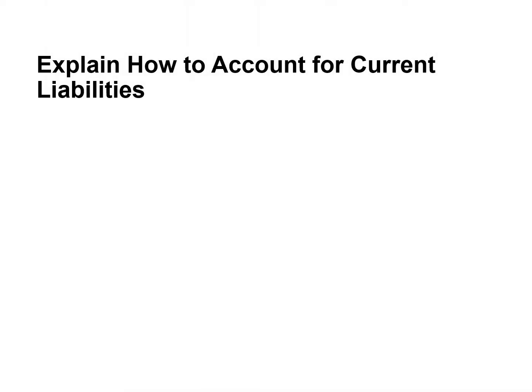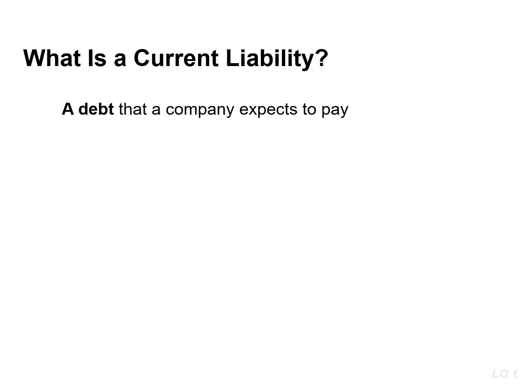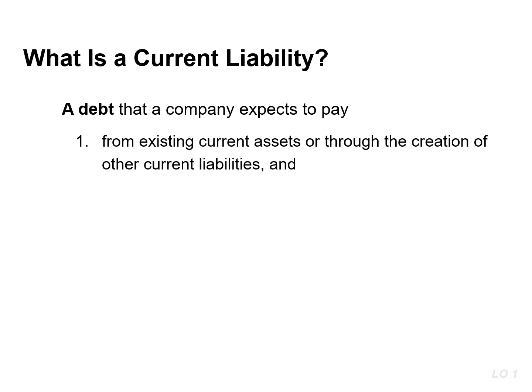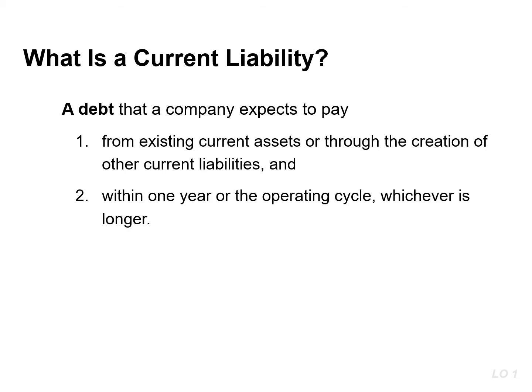This video will explain how to account for current liabilities. A current liability is a debt that a company reasonably expects to pay from existing current assets or through the creation of other current liabilities and within 1 year or the operating cycle, whichever is longer. Debts that do not meet both criteria are long-term liabilities.